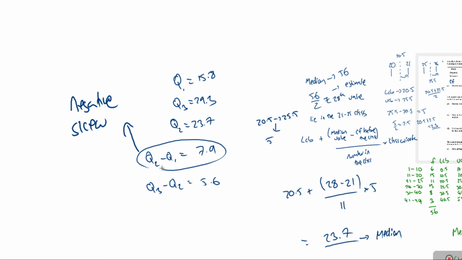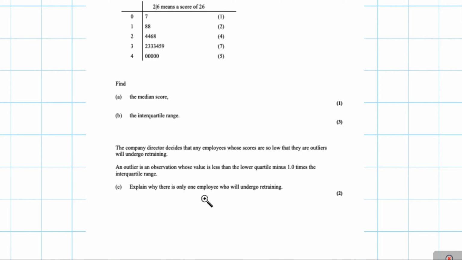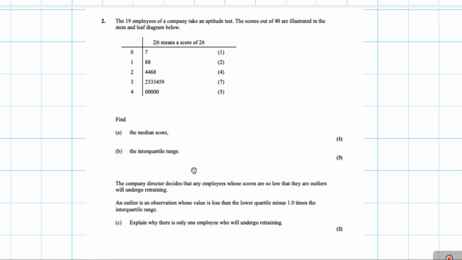Because the difference between the median and the first quartile is bigger, but you don't need to worry about it for this question, for your exam. Okay, question 2 is a stem and leaf diagram. We have 19 employees of a company who take an aptitude test. The scores out of 40 are illustrated in the stem and leaf diagram below.